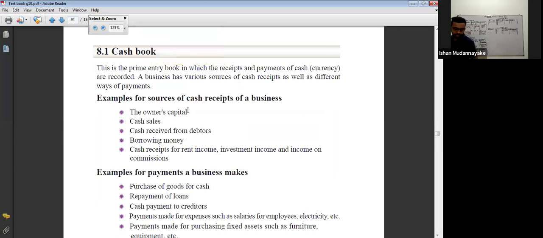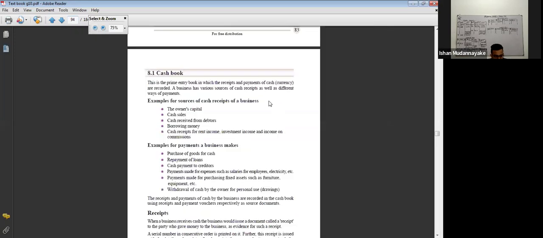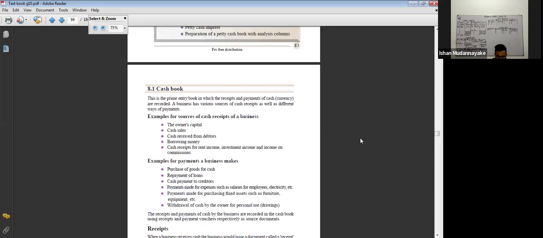Sources of cash receipts and sources of cash payments, page number 84 of your textbook. Owner's capital, cash shares, cash received from debtors, borrowing money, cash received for rent income, investment income, interest income and commissions.